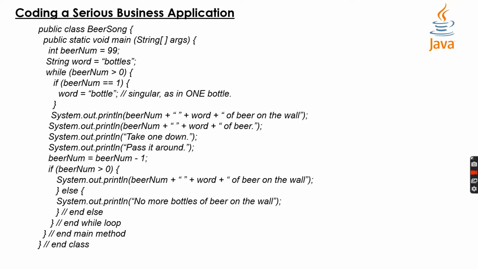beerNum is now decreased by 1. So 99 to 98, then 97, down to 3, 2, 1. And when the bottle number is 0, the last print statement: beerNum word of beer on the wall. So this is 0. System.out.println, there are no more bottles of beer on the wall.